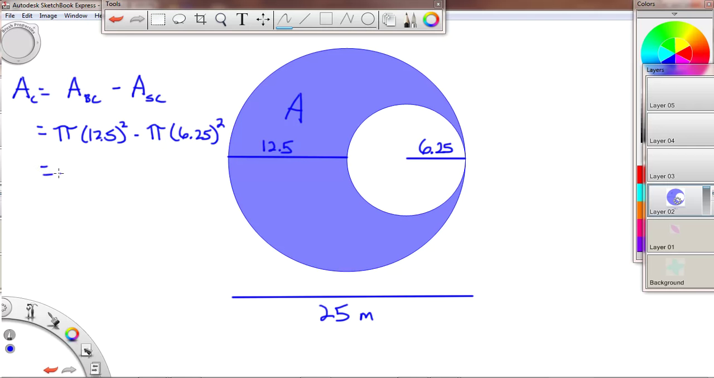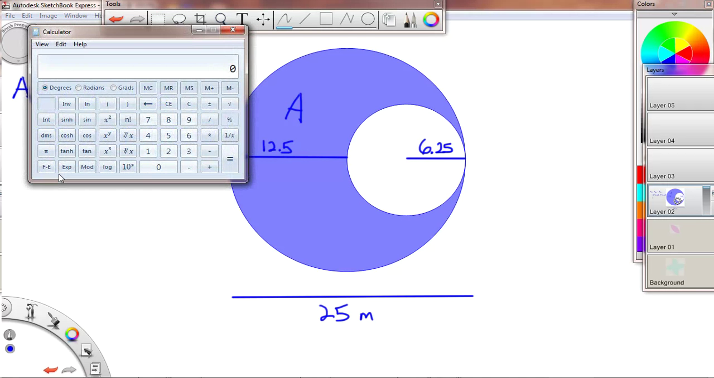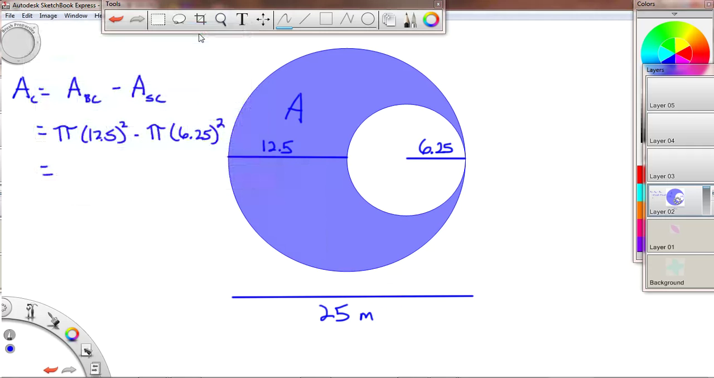And then you're going to run that through your calculator. So here we go. 3.14 times 12.5 squared minus 3.14 times 6.25 squared. Notice how I just run that all through the calculator. And that gives me my answer, which in this case is 367.96. What is it? It says round to one decimal place. So that actually rounds to 368.0 for this particular problem.